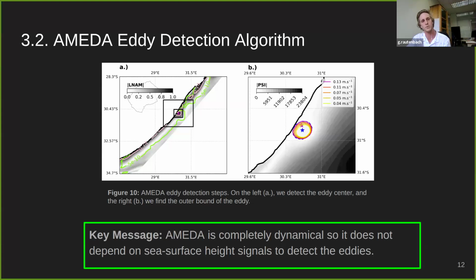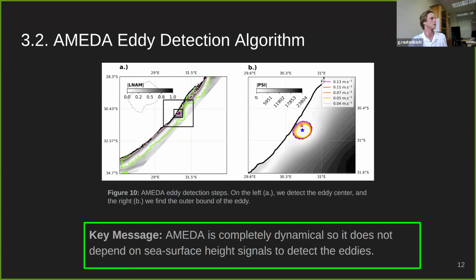Next, we developed and used the angular momentum eddy detection algorithm, AMIDA, which is basically a hybrid eddy detection algorithm that uses both the kinematic and geometric properties of flow to detect the eddies. The main reason why we used AMIDA is simply because it is based entirely on the fluid flow, or the fluid dynamics. So essentially, small eddies that do not have a strong sea surface signal can be detected. And it's quite useful, especially when the eddies are being generated or dying or dissipating.